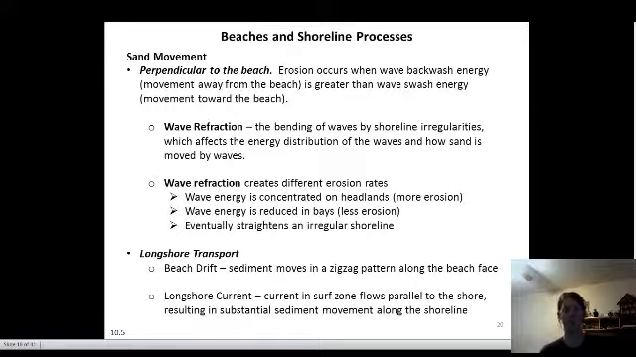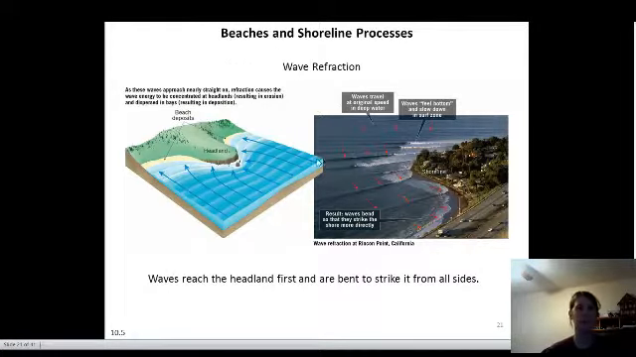One of the most common ways that sediment is moved, though, is longshore transport. This is where sediment moves in a zigzag pattern along the beach face. The longshore current is the current in a surf zone that flows parallel to the shore, resulting in sediment movement down the shoreline.